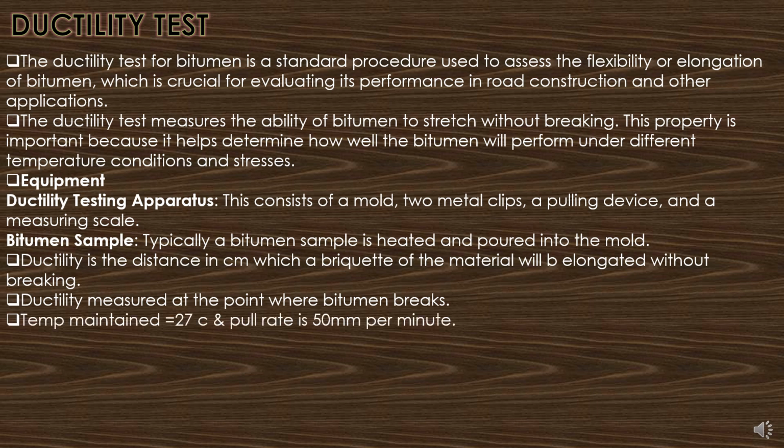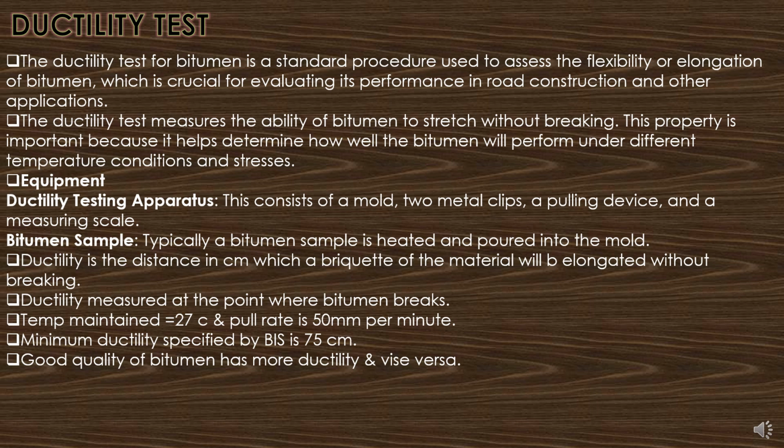The temperature maintained in this test is 27 degrees centigrade, and the pulling is at a rate of 50 mm per minute. The minimum ductility specified by BIS is 75 centimeters. Good quality bitumen has more ductility and vice versa.